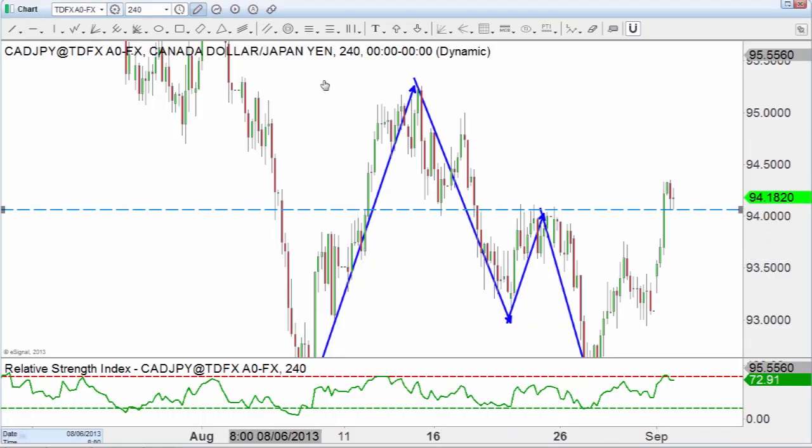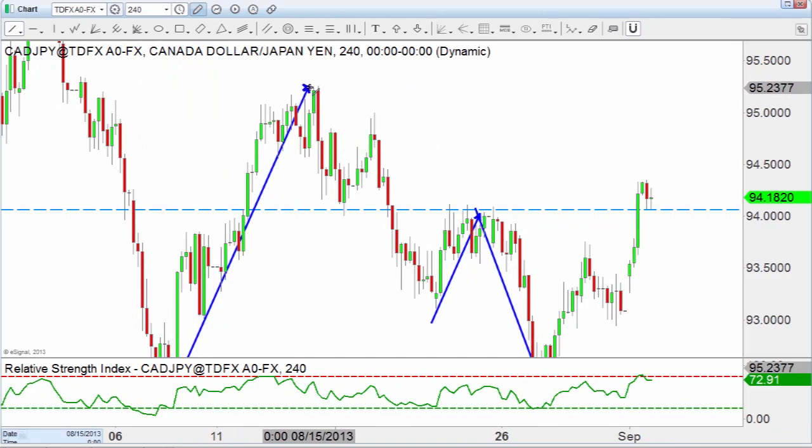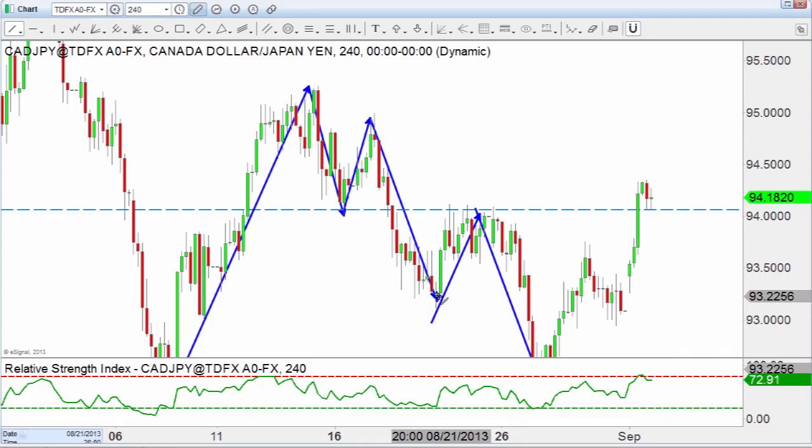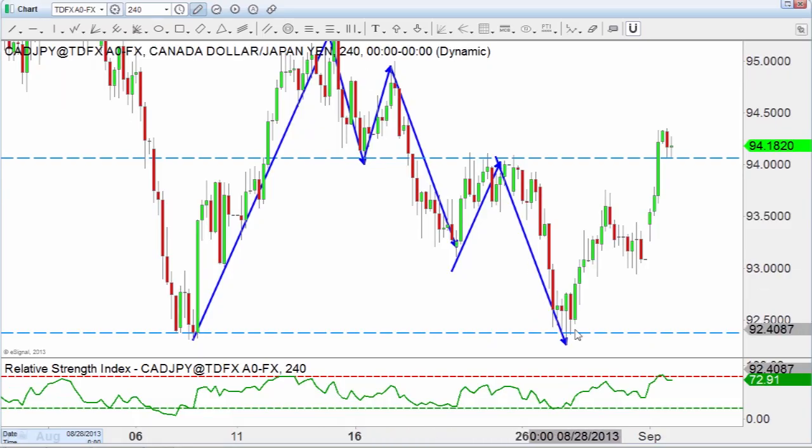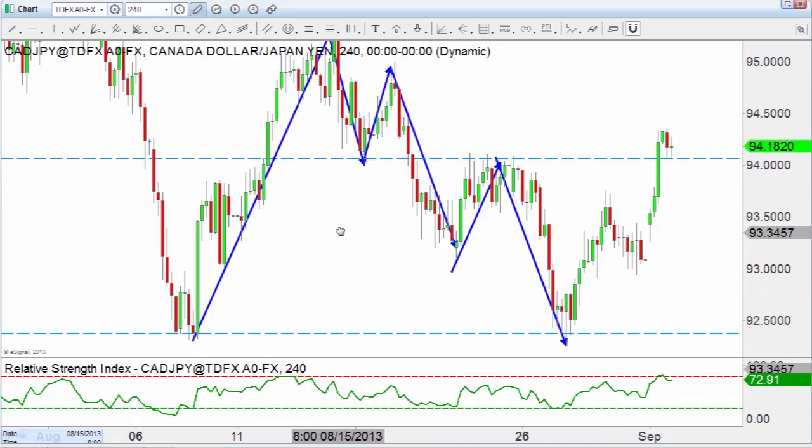Let me just draw this in again. We take a look at this. Market comes down, then we rally. Then we press down again. Then we pull back. So market came down and pressed down nicely into this previous structure support.